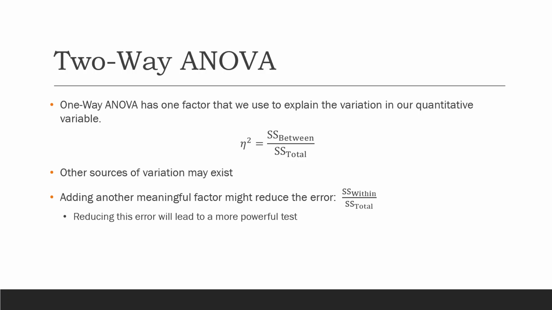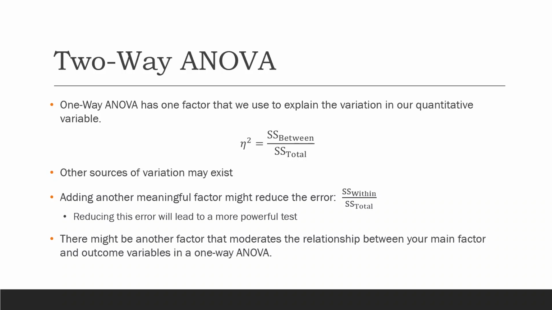Well, there could be additional sources of variation that we haven't accounted for when we've conducted a one-way ANOVA. And so adding another factor could reduce our within group variability, our sum of squares within divided by our sum of squares total, which gave us the proportion of variance that is unexplained. Adding another variable, hence the two-way ANOVA or two-factor ANOVA, could decrease that unexplained error. So that's one reason why we want to consider a two-way ANOVA, and reducing this unexplained variance will lead to a more powerful test.